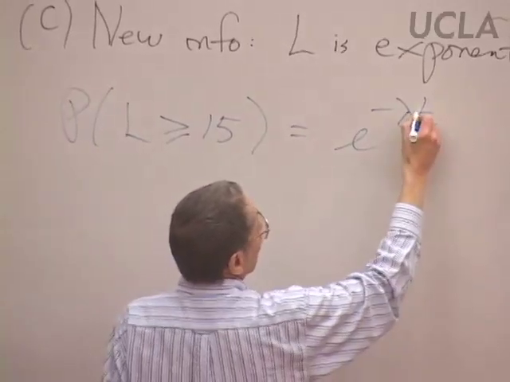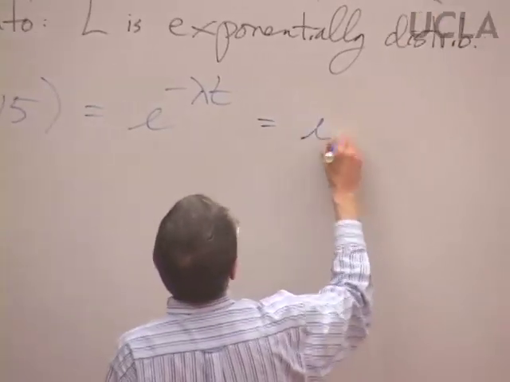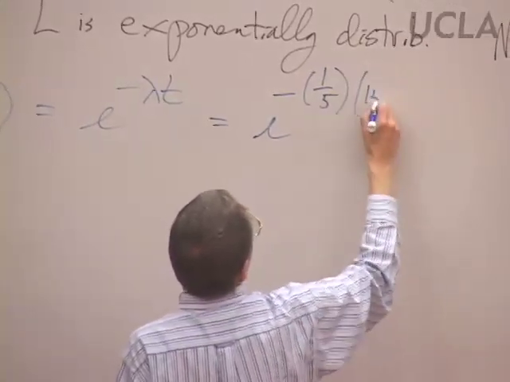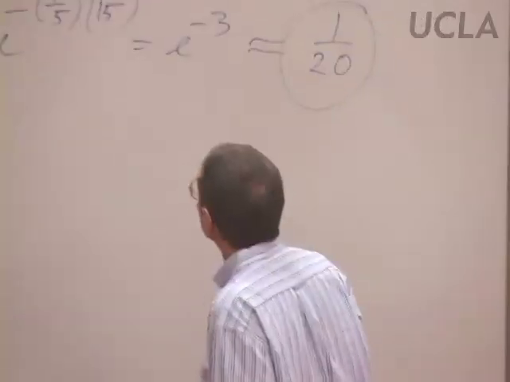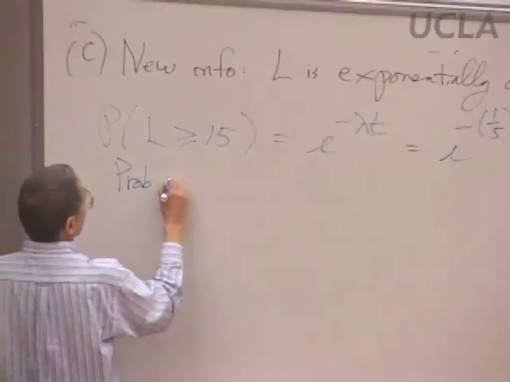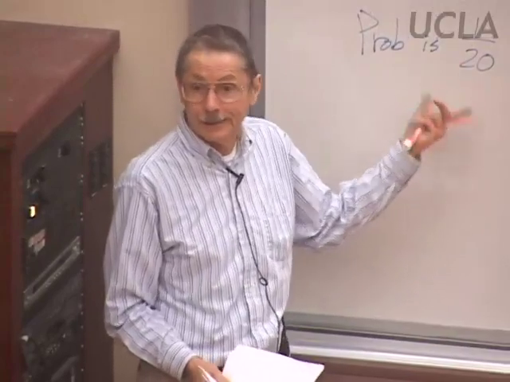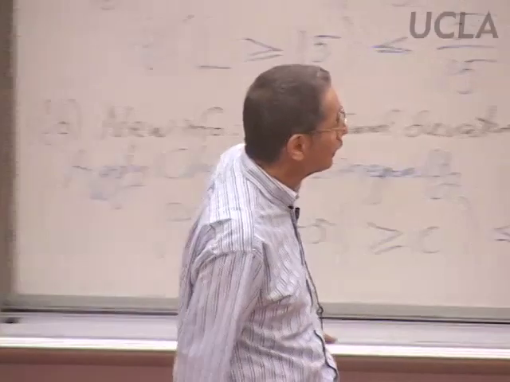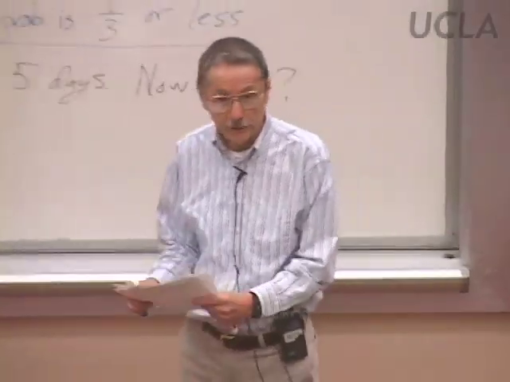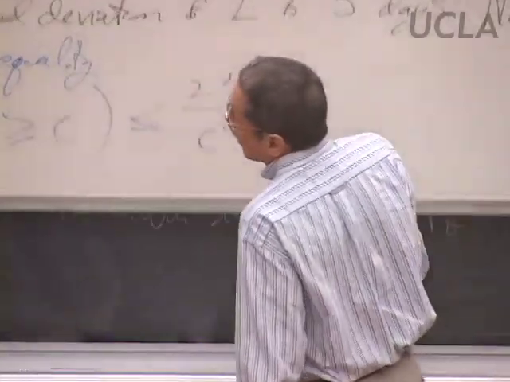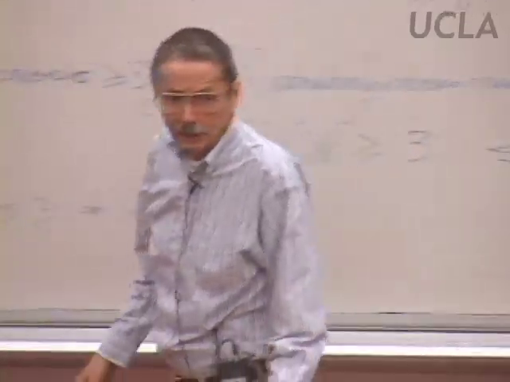It's e to the minus lambda t, where lambda is 1/5 and t is 15 days. One fifth per day times 15 days. E to the minus 3, very nearly 1 over 20. That is what we can say now, that the probability is 1/20. We're not saying 1/20 or less or 1/20 or more. We're saying it is 1/20, approximately. The point is, the more information we have, the more we can say about the probability that this amoeba makes it to age 15. Of course, 1/20 is less than a third and less than a quarter.